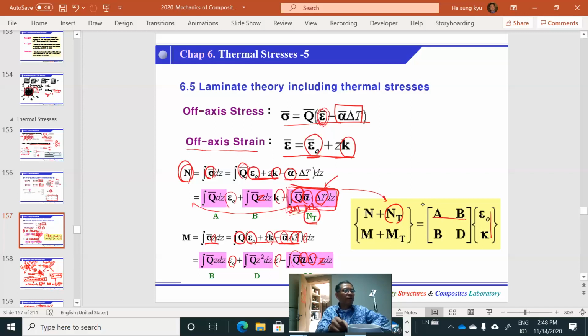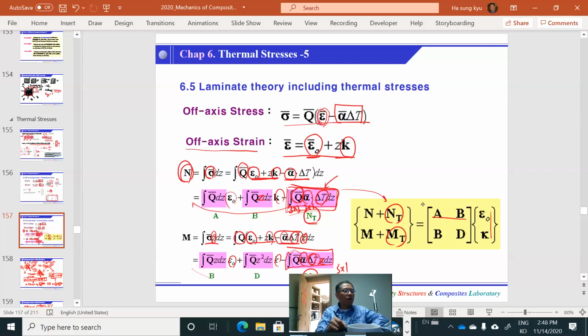And that is different from N, where there is no z. The z actually comes from moment's definition. So this is another new term, Q bar multiplied by alpha bar, delta T and z. Also this whole term is 3 by 1. It's like an applied moment, because we can move this one to the left, and let's call it MT.